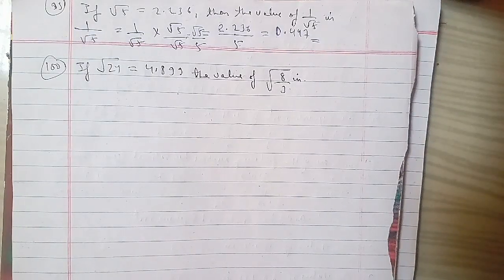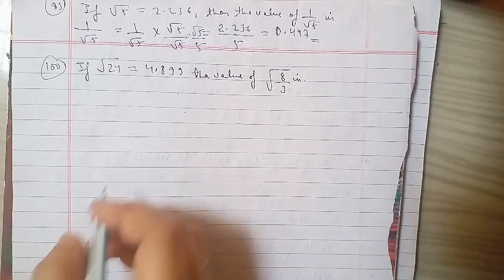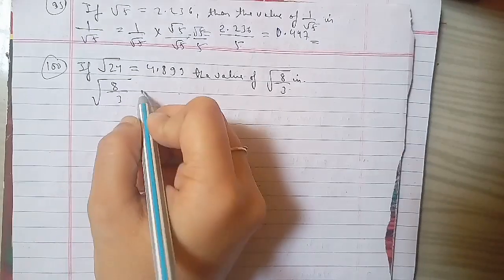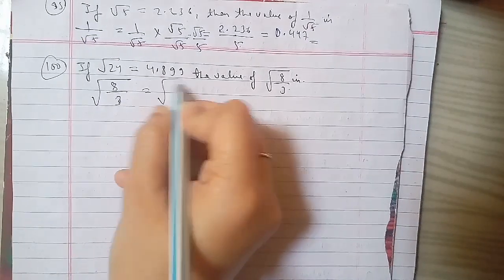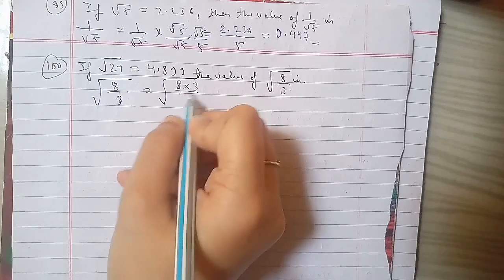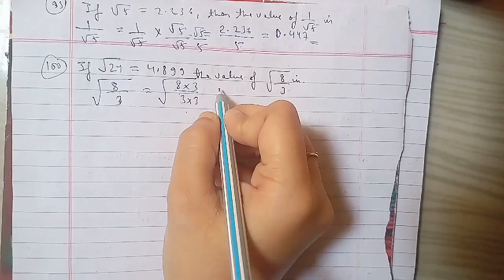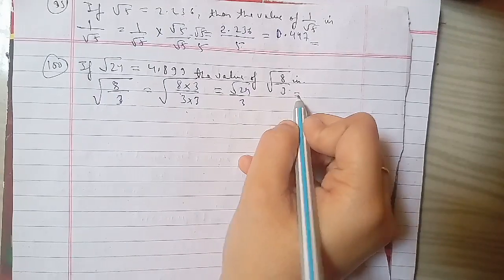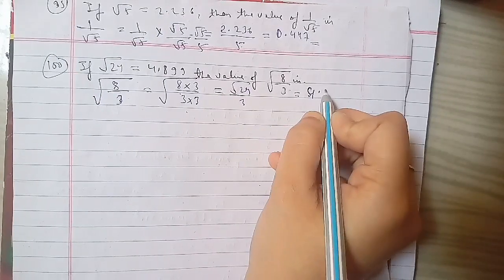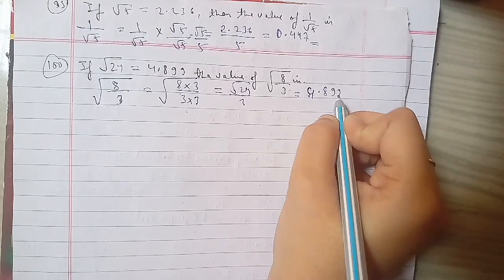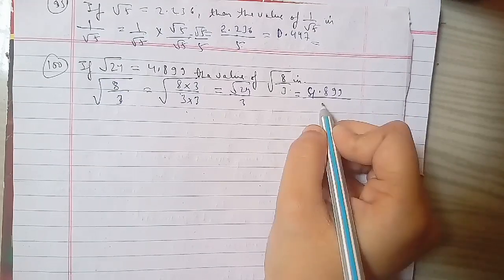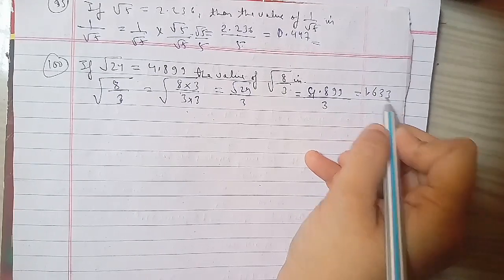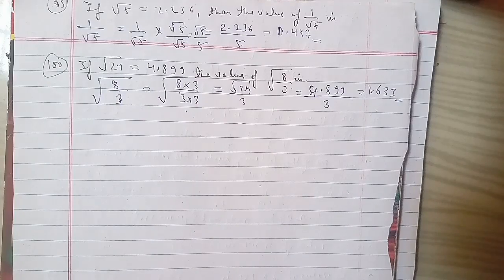So for that sake we go ahead: 8 upon 3 equals 8 into 3 upon 3 into 3, equals under root 24 upon 3. Under root 24 की वैल्यू है 4.899, upon 3 equals 1.633. That will be the right answer for this question as well.